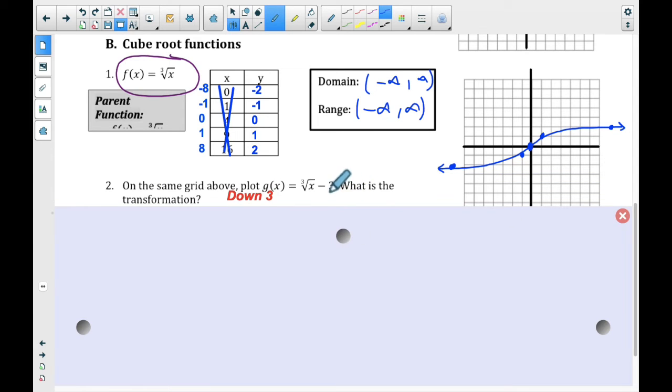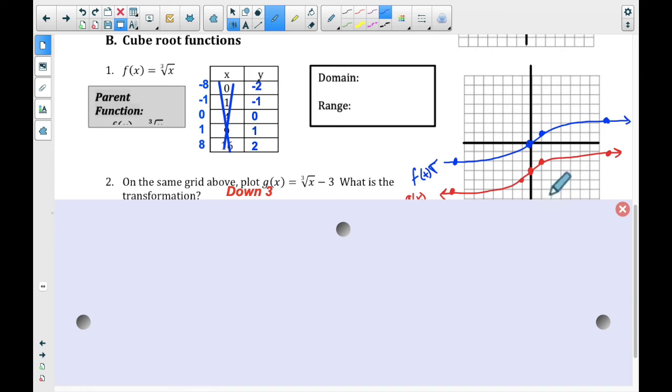Okay, this time we have a -3 on the outside with the transformation. If we go outside, that means it's going to go down 3. That's going to look like this. Okay, here's my new function, the g of x, and I've moved everything down 3 units.